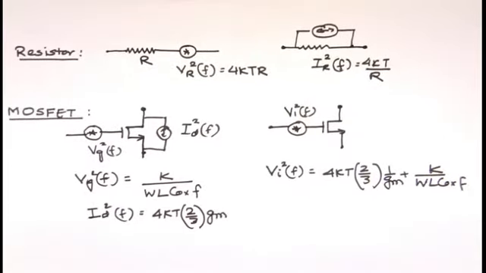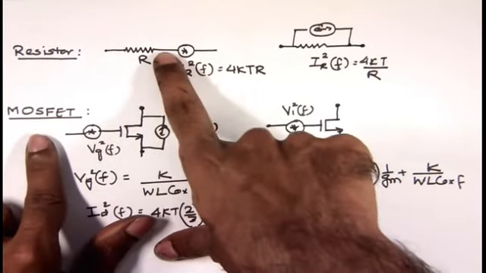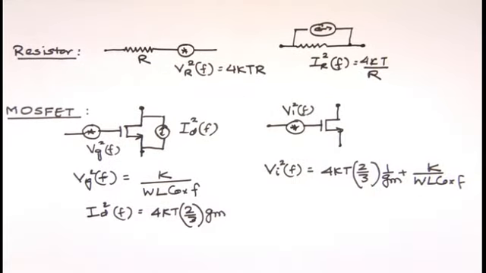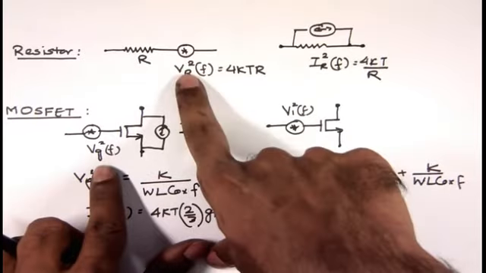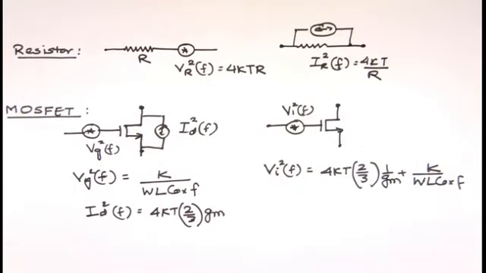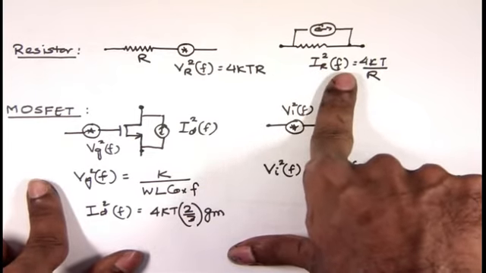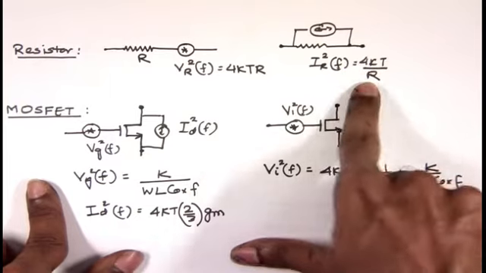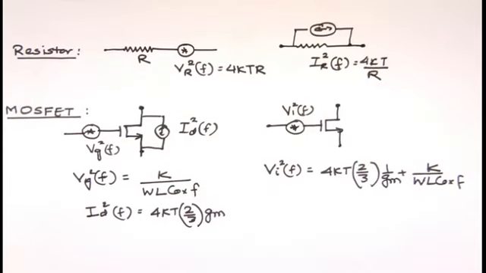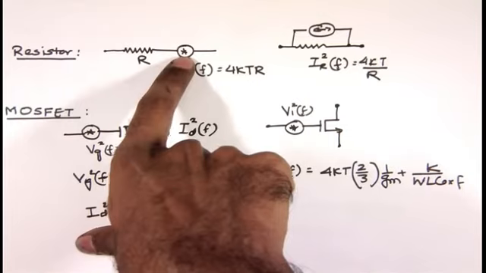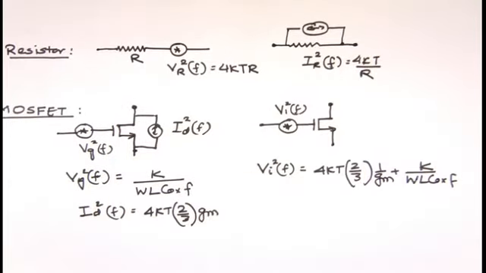I can also express this as an equivalent power spectral density for the noise current for the resistor, by dividing this V square by R square. So that gives me the equivalent power spectral density of the noise current in the resistor, 4kT upon R. So depending upon the situation, whether my resistor is contributing a current to the input, or whether it is coming in series with an input voltage, we can use either equivalent noise voltage or equivalent noise current for the resistor.